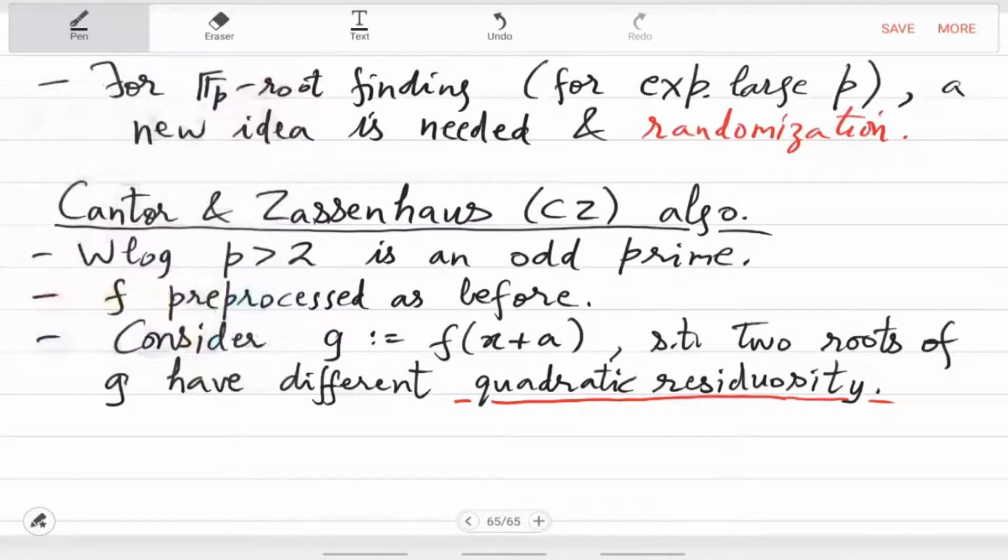So alpha 1, alpha 2 are the roots of F. For G, they become alpha 1 minus a, alpha 2 minus a. The question is whether one of them is a square and the other is not. So we want to make the residuosity different by choosing an a. Do you know ways to check residuosity? How do you check this?